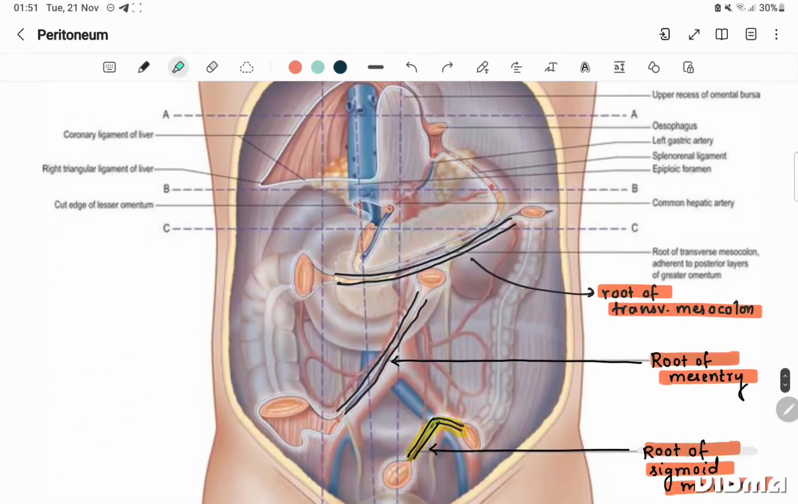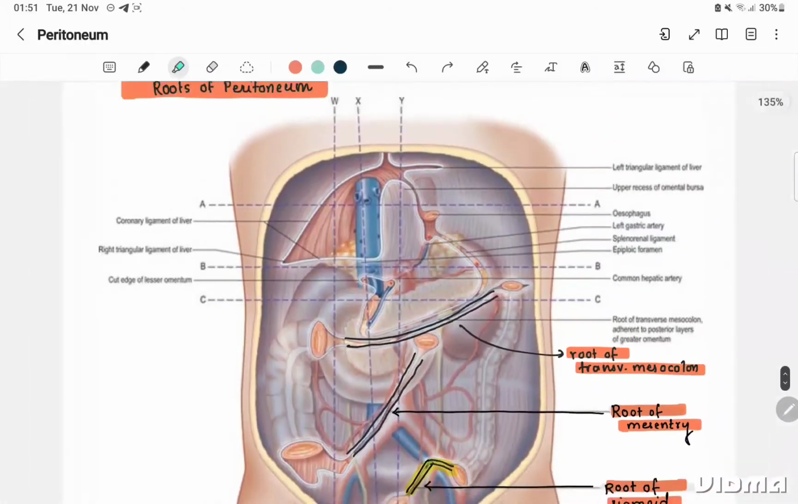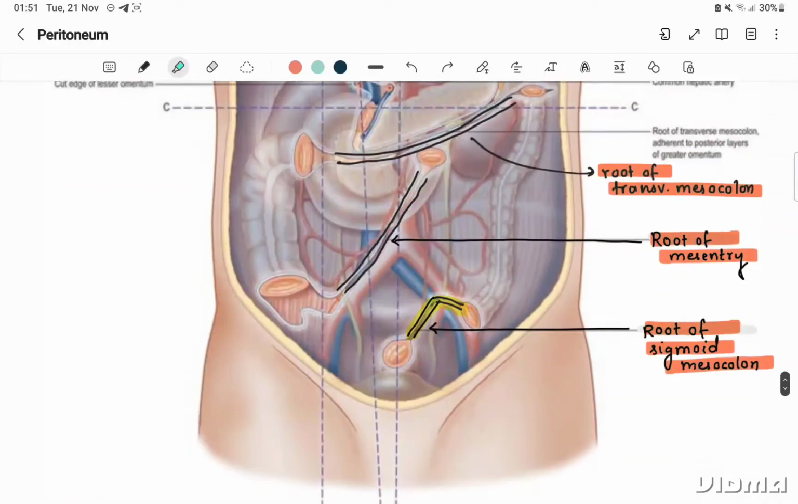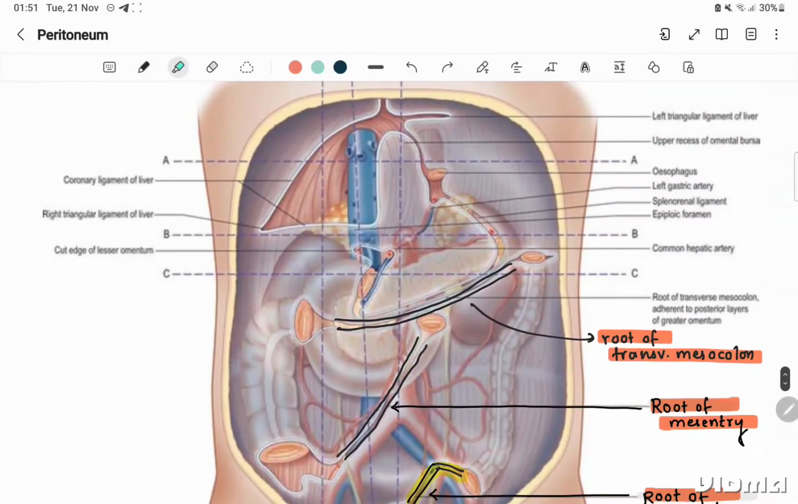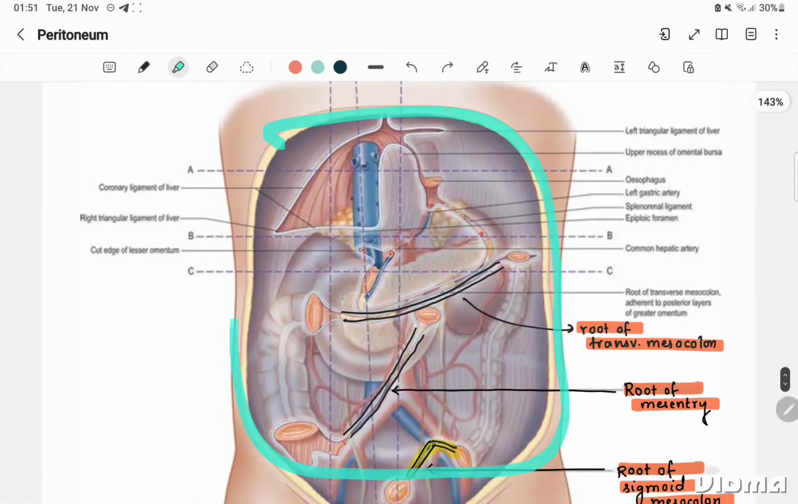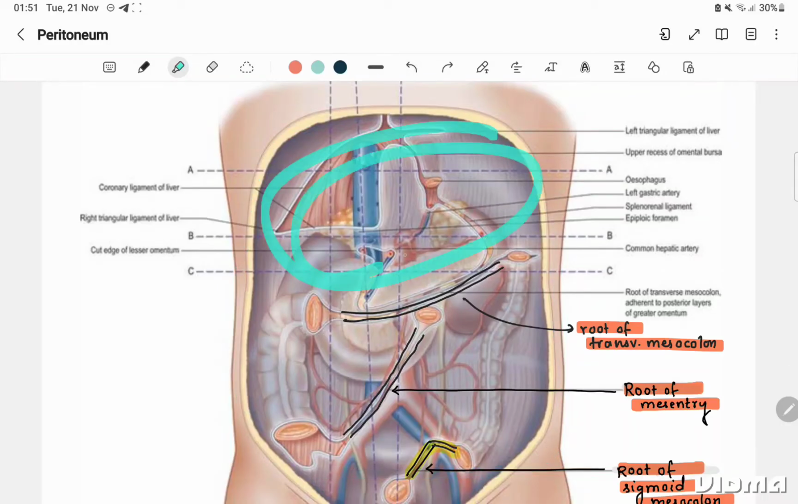Let's talk about the roots of the peritoneum. What is a root? It is the junction point where the peritoneum is going into that structure. If you remove a part of the structure but keep the peritoneum intact, what roots will be present? How will the incisions be seen here?